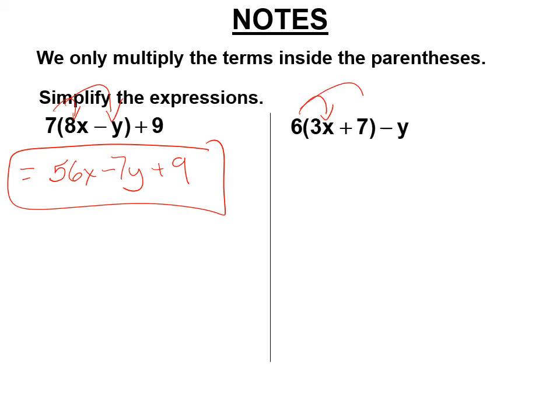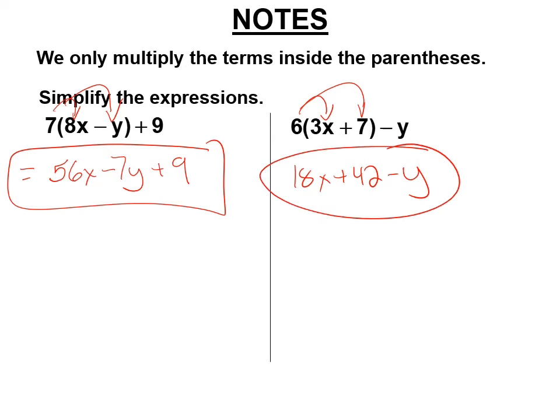So let's do this. That's 18x, 6 times 7, 42, minus y. You do not multiply that times 6. It's not in the parentheses. If I wanted you to multiply that by 6, I'd put the parentheses behind it, but I didn't do that, so don't.